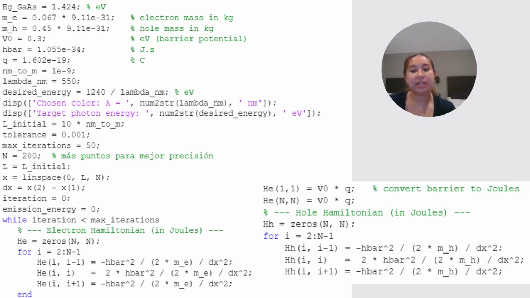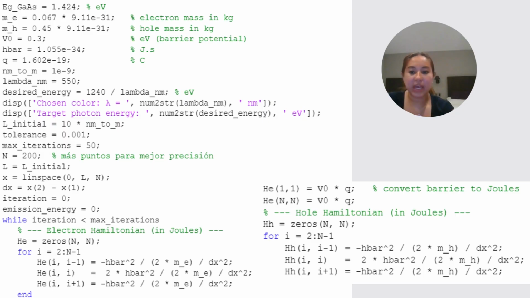This simulation begins by defining the physical parameters of the system. The GaAs band gap is set to 1.424 electron volts, which represents the minimum energy needed to excite an electron from the valence band into the conduction band in bulk GaAs. The effective masses of the electron and the heavy hole are then specified. The electron is modeled with an effective mass of 0.067 times the free electron mass, while a heavy hole has a much larger effective mass of 0.465 times the free electron mass. These values are crucial since the degree of quantum confinement strongly depends on the carrier masses.